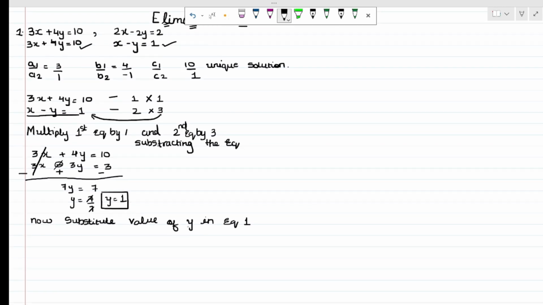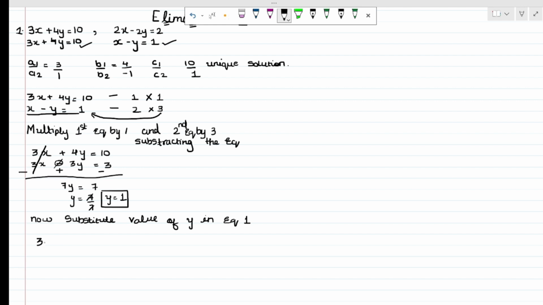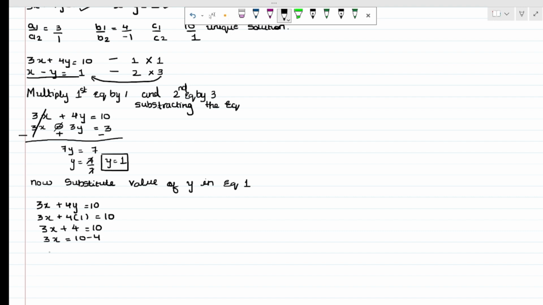So, how will we write it? My equation is 3x plus 4y equals to 10. Wherever I see y, I will substitute 1. So, 3 times x plus 4 into 1 is equals to 10. 3x plus 4 times 1 gives you 4, equals to 10. Now, keep your like terms on one side. That means this plus 4 will get shifted over there and become minus 4. Therefore, 3x is equals to 10 minus 4, which is 6.